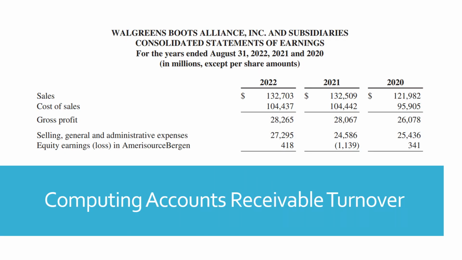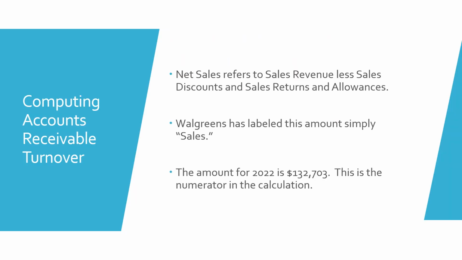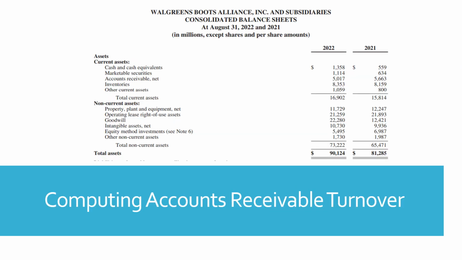We'll be computing this measure for Walgreens for the year 2022. The sales number can be found on the income statement. Net sales refers to sales revenue less sales discounts and sales returns and allowances. Walgreens has labeled this amount simply sales. The amount for 2022 is $132,703. So this will be the numerator in our calculation.